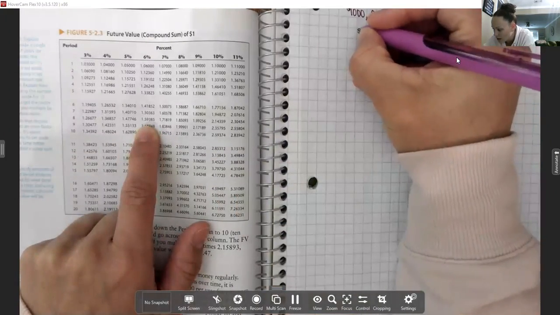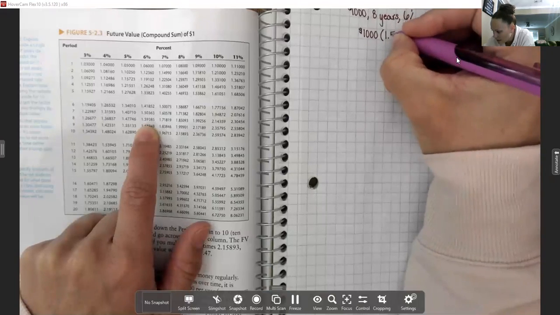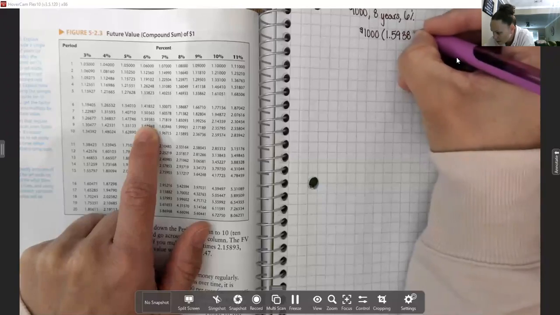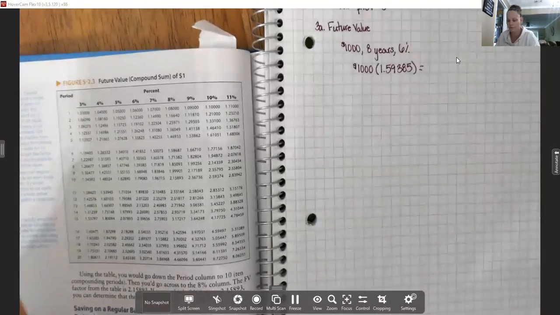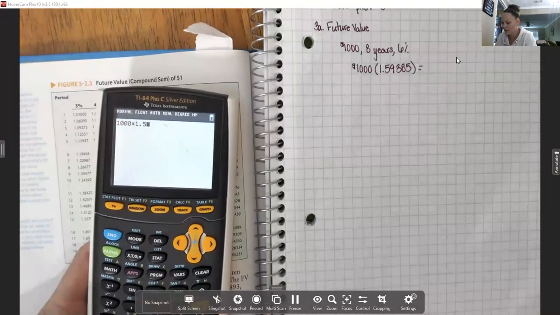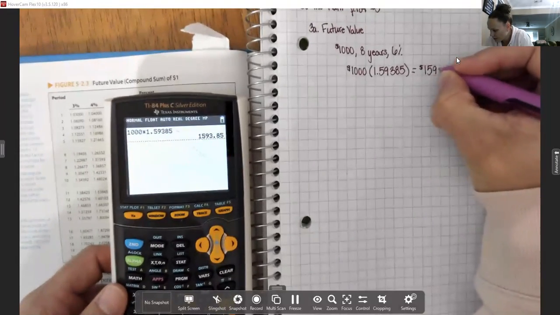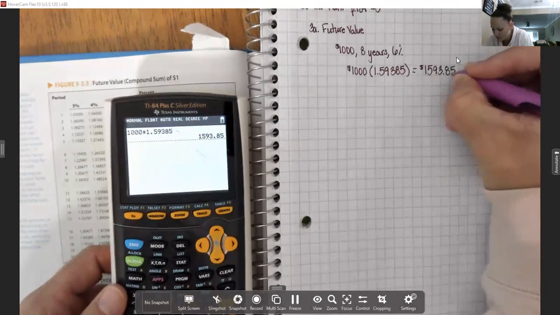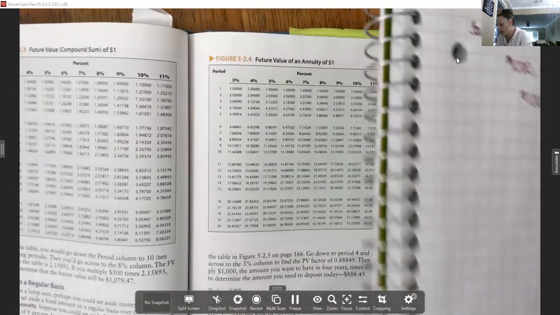So we take our $1,000 and we multiply by 1.59385. So 1,000 times 1.59385 is $1,593.85. So that's how much money Bill is going to have in 8 years by doing nothing. He's going to make almost $600 in 8 years by doing nothing.